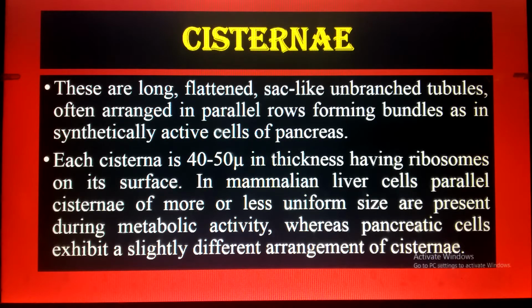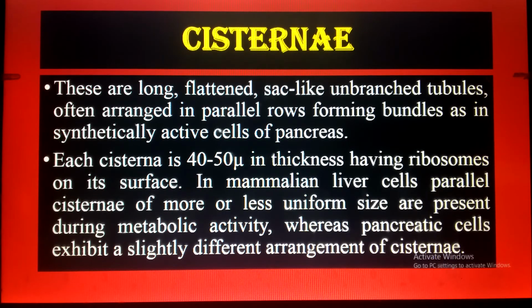In the mammalian liver cell, parallel cisternae of more or less uniform size are present during metabolic activity, whereas pancreatic cells exhibit a slightly different arrangement of cisternae. So the arrangement and the size of the cisternae are different in different organs, different tissues, or different cells. Is it clear? Its size and shape depend on the structure as well as the function of the cells in which they are present.